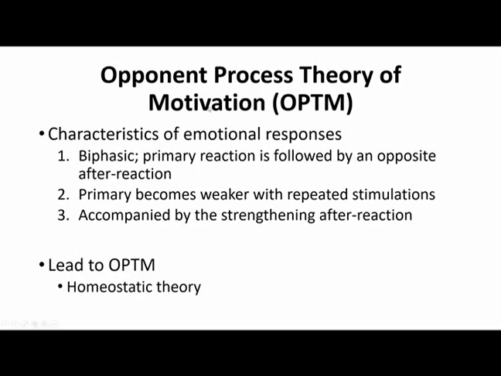And this brings us into the opponent process theory of motivation, or the OPTM. And so we can kind of put these all together. For this OPTM, we're going to see that our emotional responses tend to be biphasic. We have an initial reaction that's usually followed up by an opposite after reaction. Our primary reaction will become weaker with repeated stimulations, and that's accompanied by a strengthening of the after effect. So pretty much exactly what I just said.